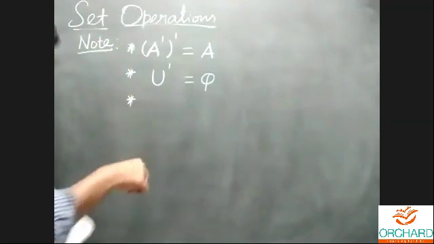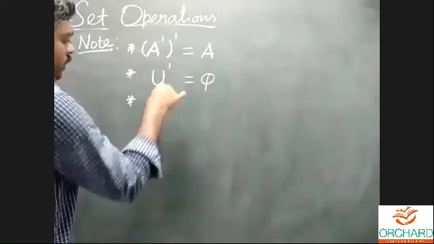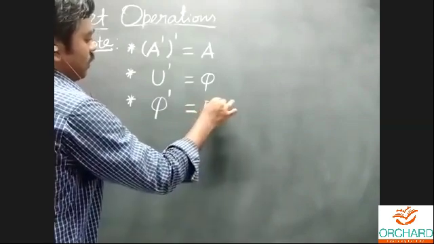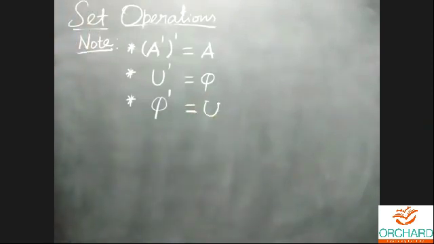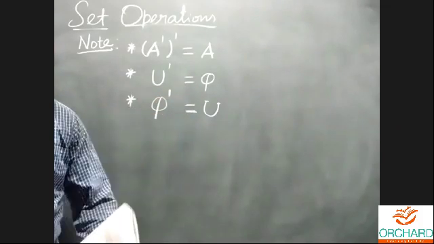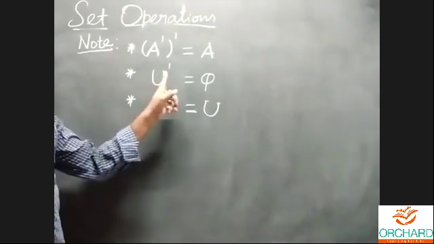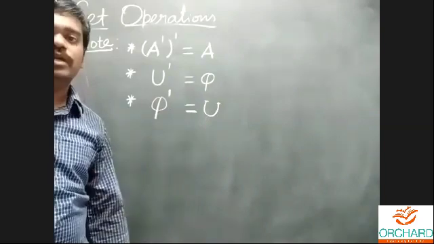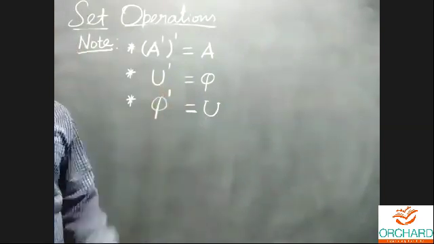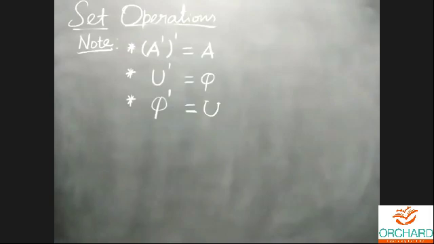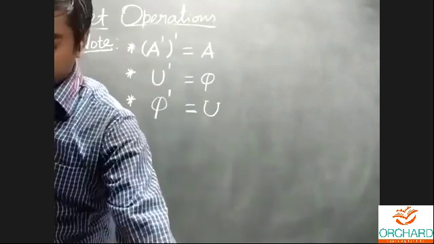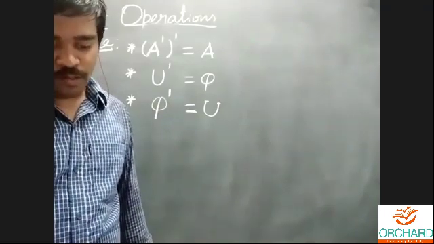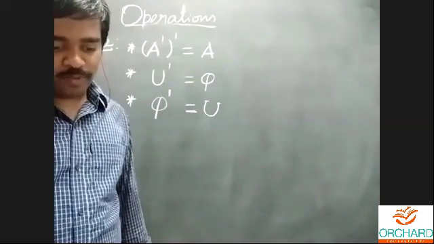Third point: the complement of an empty set is the universal set. These two results are necessary connecting results. The complement of a universal set is empty, and the complement of an empty set is the universal set. This is only the idea for the complement of a set. That's the note. Go through the note and I'll explain with one example, then you can easily understand what the complement of a set is.